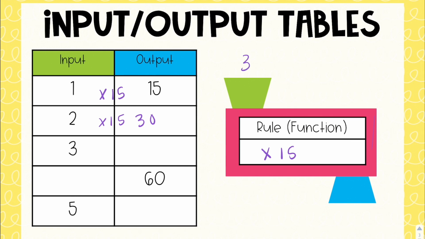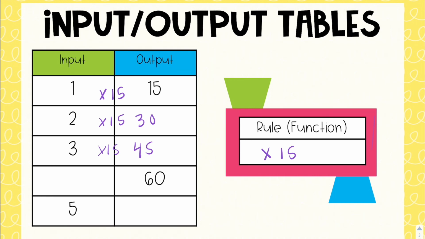Now we're going to see if this works with 3. I input a 3, so I'm going to do 3 times 15, and I should get out 45 because I know that 3 times 15 is 45. If I didn't know that, I could have used area model to solve it.